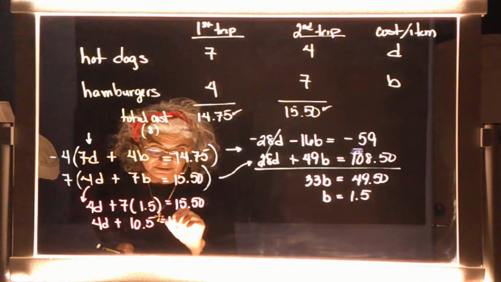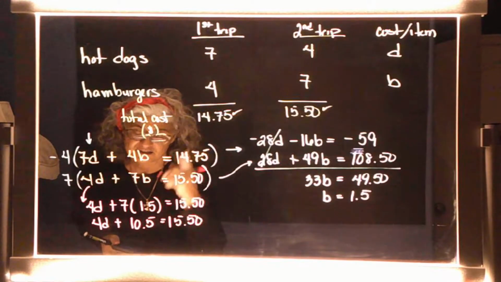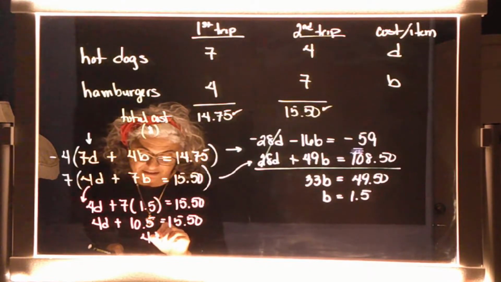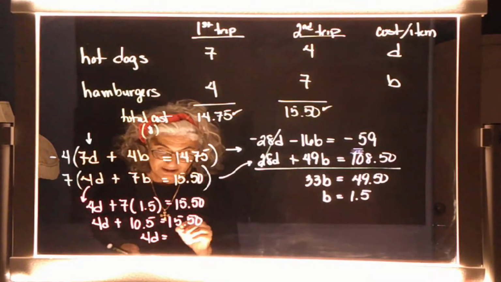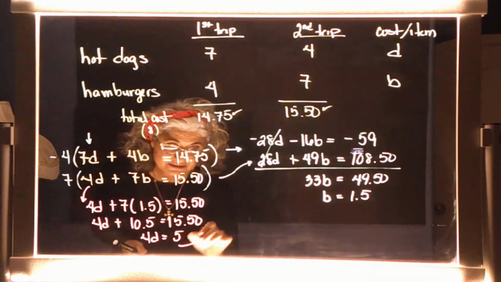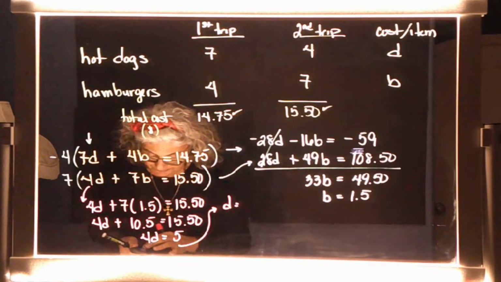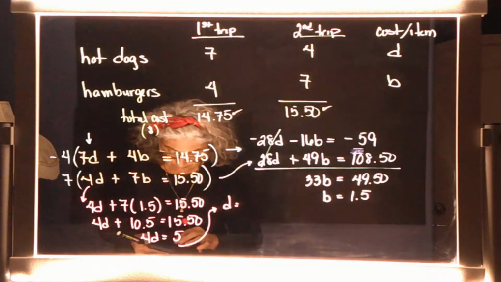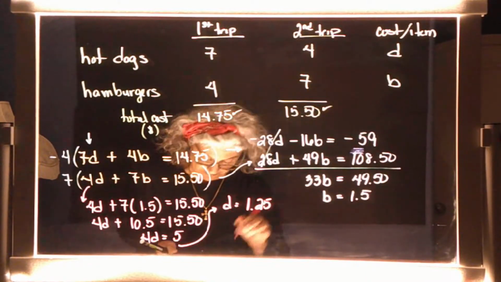10.5 equals 15.50. Then subtract the 10.5 from both sides. I'm with you. Okay? What'd you get? 5, right? And then divide both sides by 4. And I got 1.25. Did you?